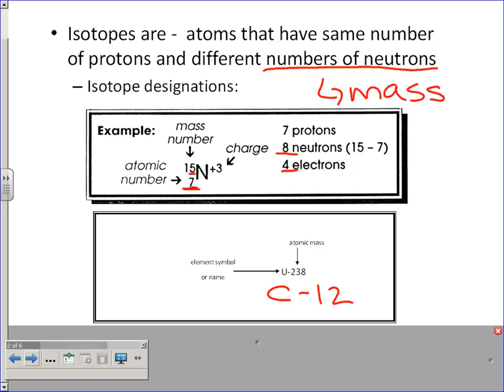Number of electrons can change. If I lose electrons, I become positively charged. If I gain electrons, I become negatively charged. Number of neutrons changes, and that affects my mass number.